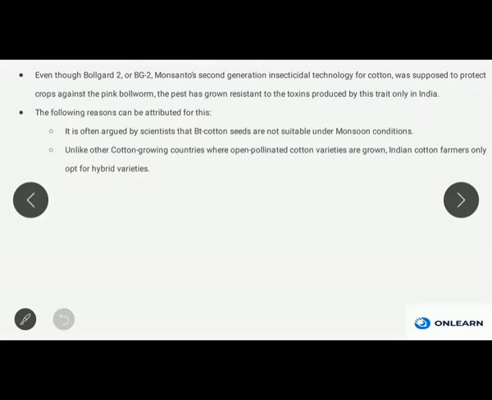And also, you need to understand that Bollgard 2 or BG2 is Monsanto's second generation insecticidal technology for cotton. Monsanto is a company, and they have this particular technology called Bollgard 2 or BG2, which was supposed to protect the crops against pink bollworm. But the pest has grown resistant to the toxins produced by this trait only in India. So the problem in India is that it became pest resistant.